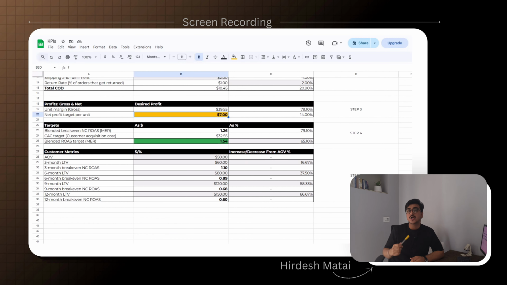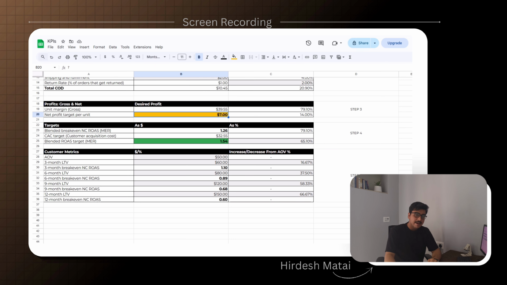Okay, so now let's talk about ROAS, return on ad spend. First, we will talk about break-even ROAS. This is a ROAS that will actually get you $0 as a profit. ROAS stands for return on ad spend. Here, we have unit margin of $39.55. If we divide 39.55 from your average product price, that is $50, you will get 1.26 as your ROAS target. And here, you will basically make 0 profits.